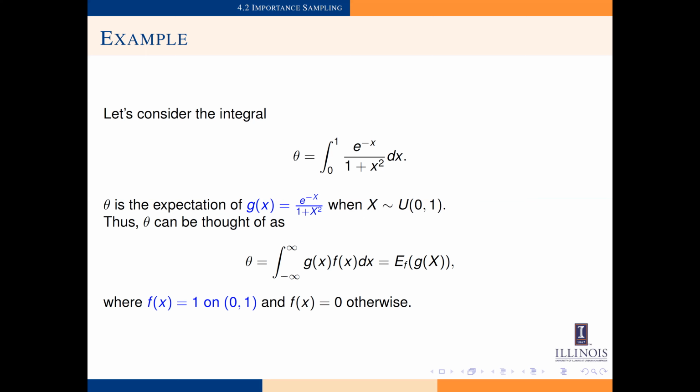Thus, we can think about theta as the integral from negative infinity to infinity of g of x times f(x) dx, which is equal to the expectation of the random variable g of x under the density f. In this case, f(x) is equal to 1 on the interval from 0 to 1, and is equal to 0 otherwise. This is the uniform density. So our problem is how we can estimate the theta using importance sampling.